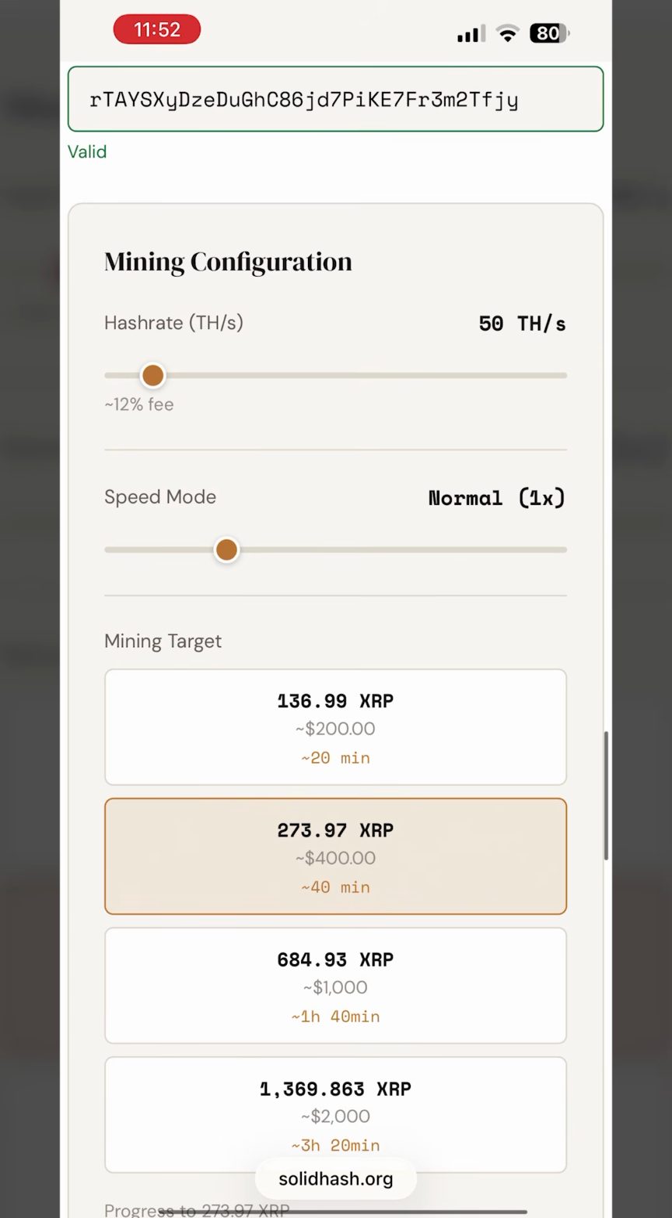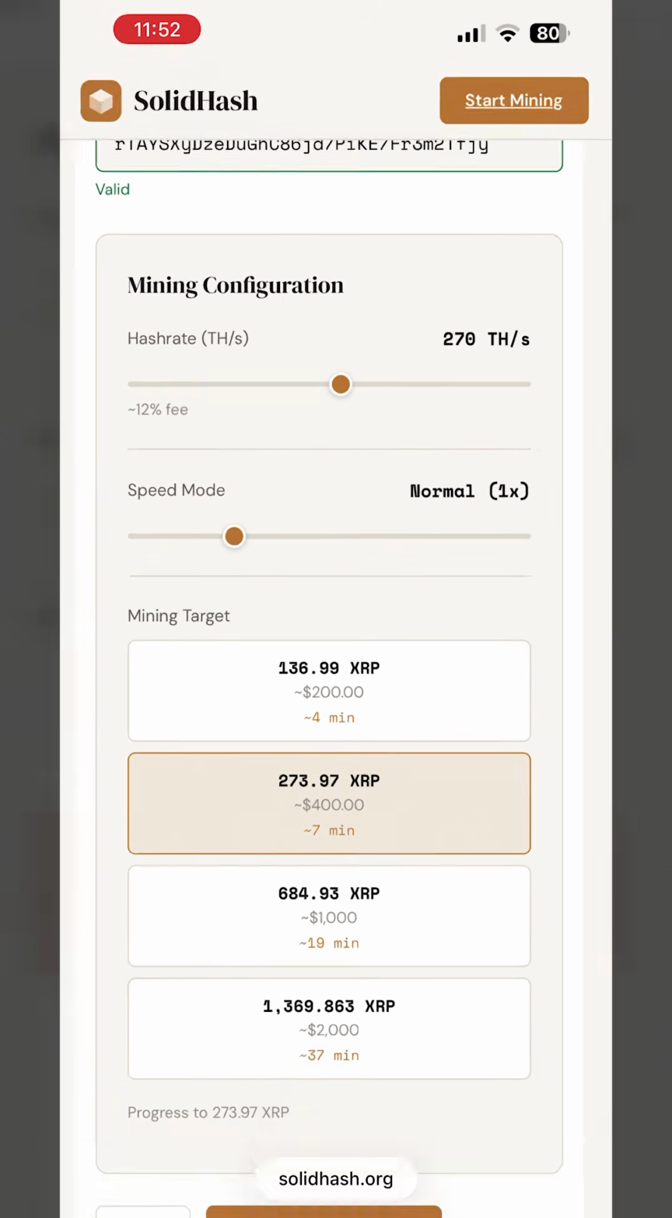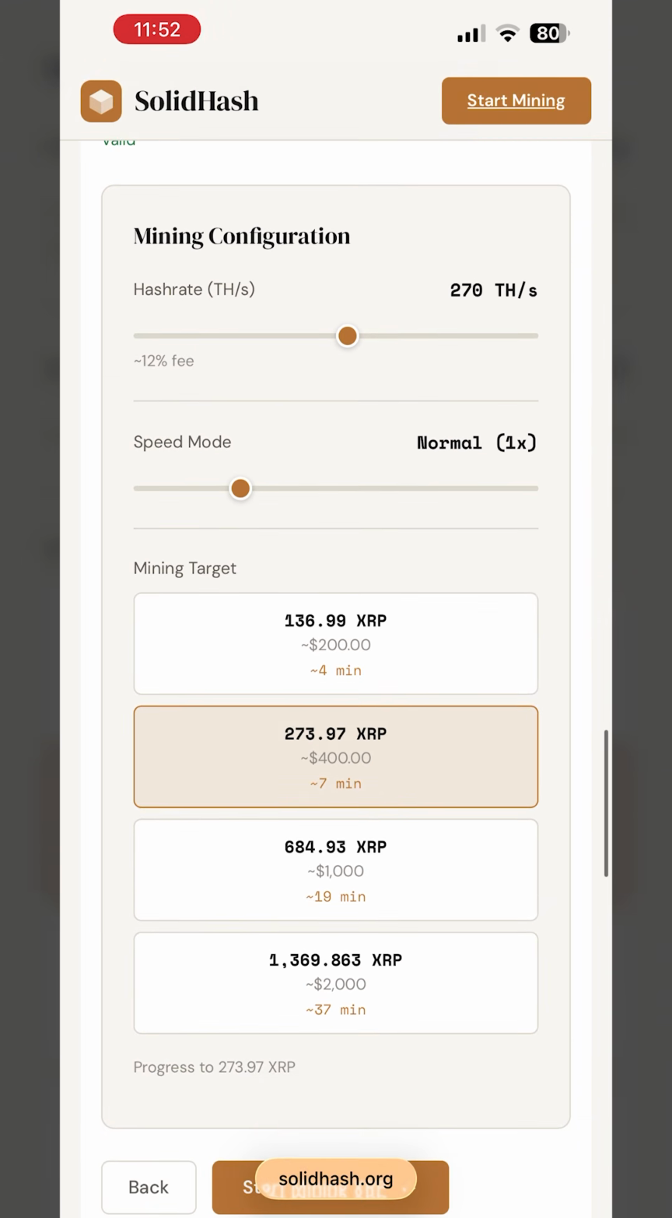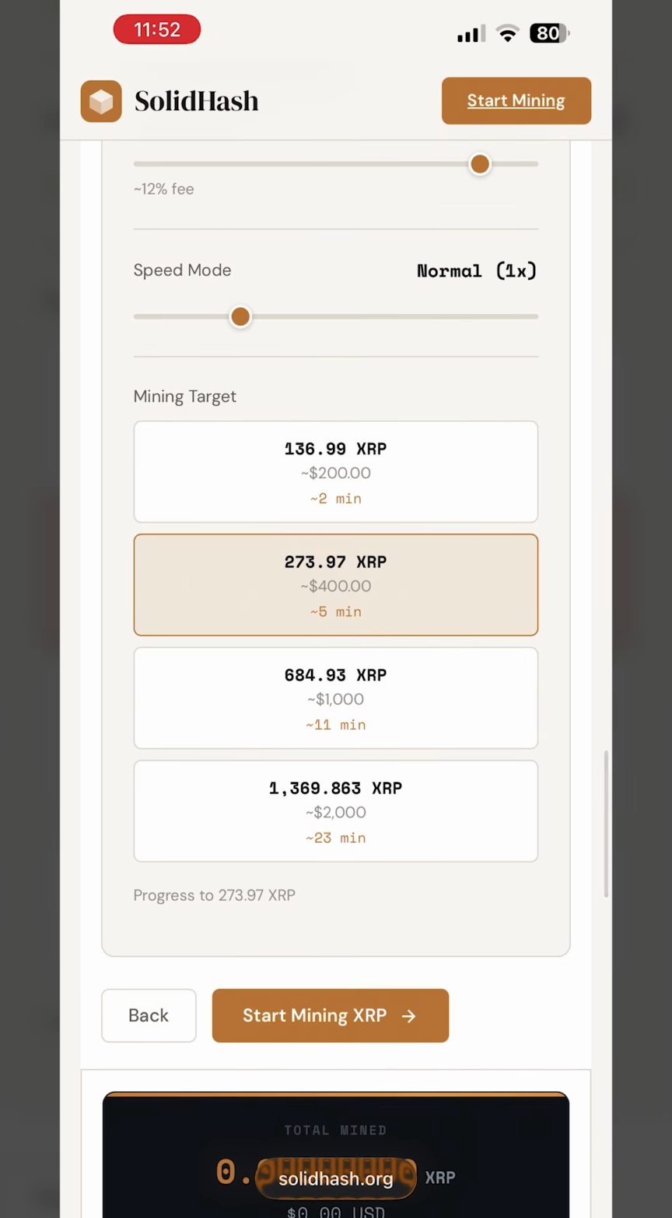Okay, hash rate power. It determines how much raw computing capacity gets pointed at the mining session. It's essentially the ceiling. Whatever gets set here defines the upper limit for what the session can produce. So then we configure mining speed mode.